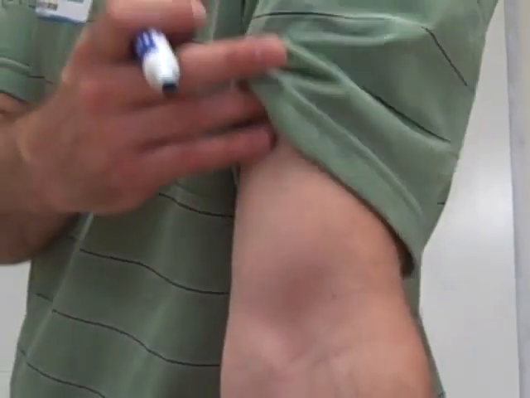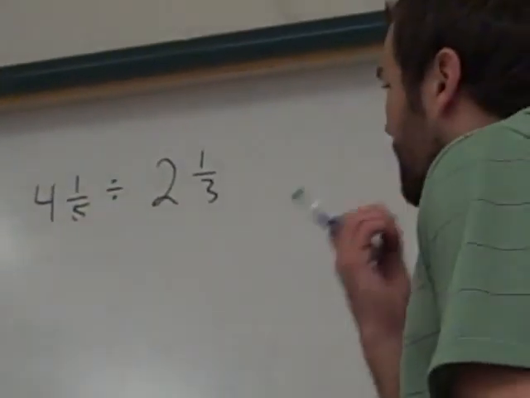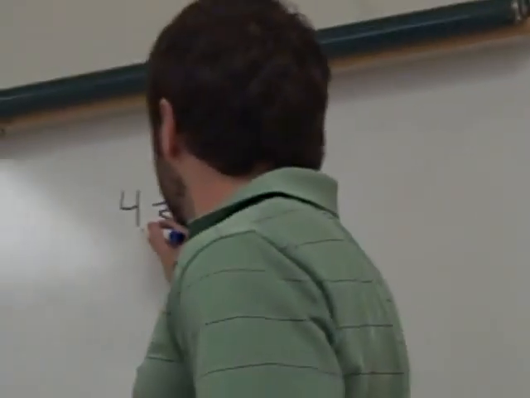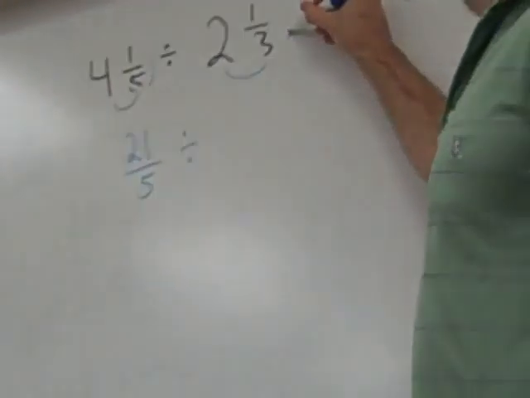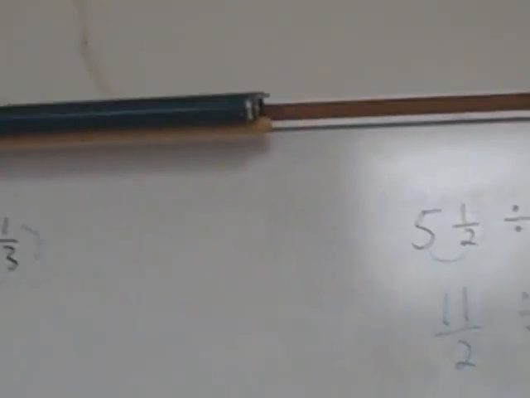Bryce, what do I need to do with this one? Change the 4 and 1/5 into an improper fraction. Okay, let's do it. 21 over 5. And do the same with number 3. Good job. Now, Ron, what's the next part? Just multiply.